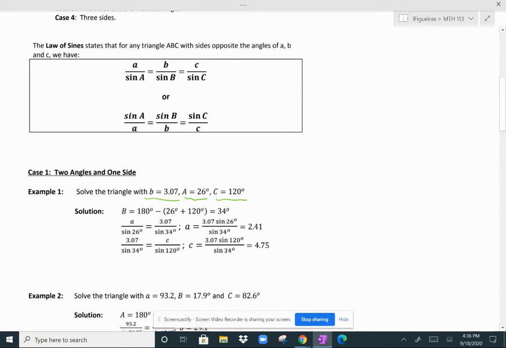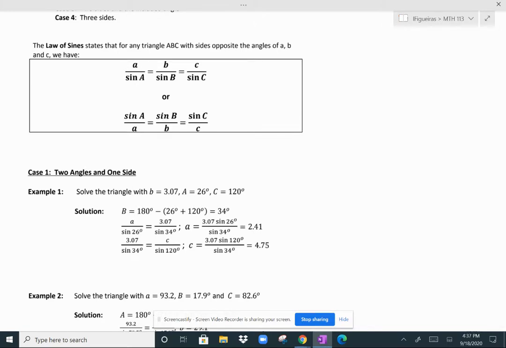So the first thing I'm going to find is the third angle, because I know that the sum of the three angles must equal 180. So if I take 180 and I subtract the sum of angles A and C, you get that angle B is 34 degrees. Okay, so now we know all three angles. So now I'm ready to solve for a side.